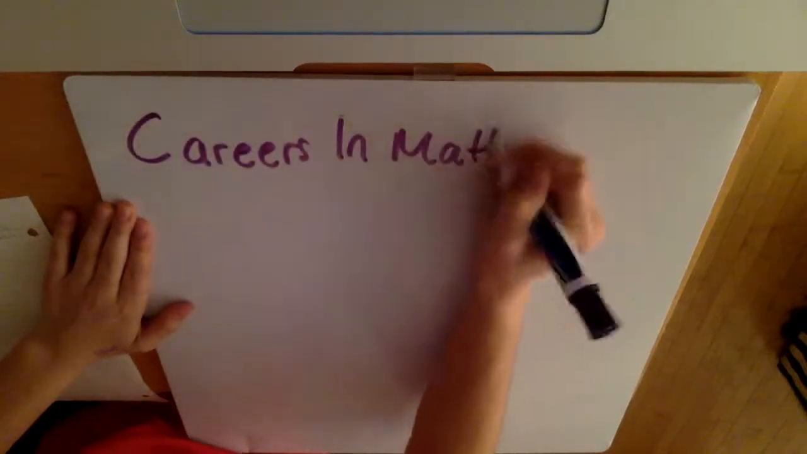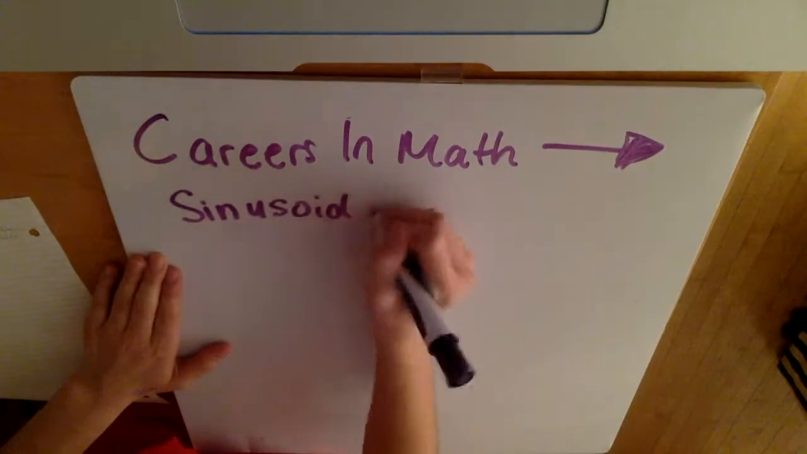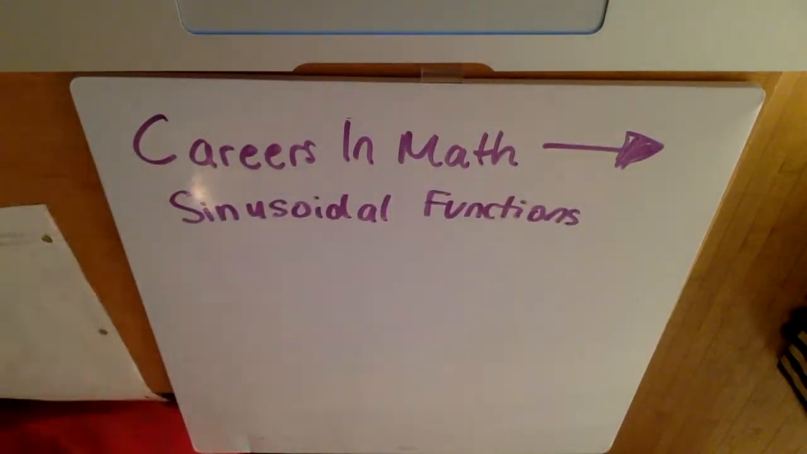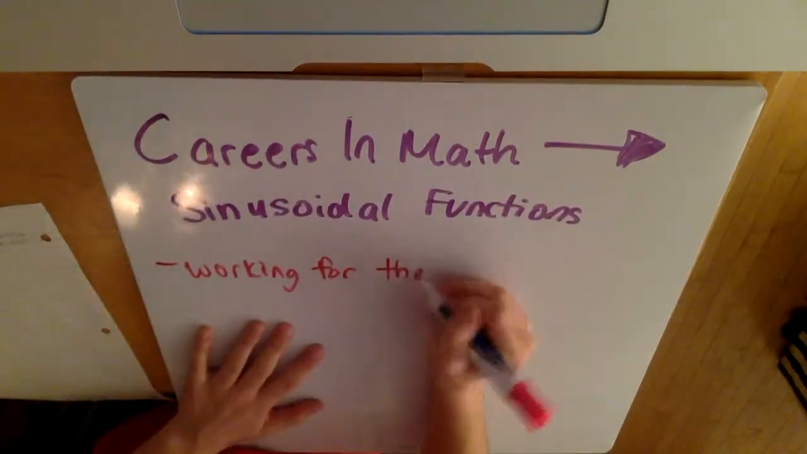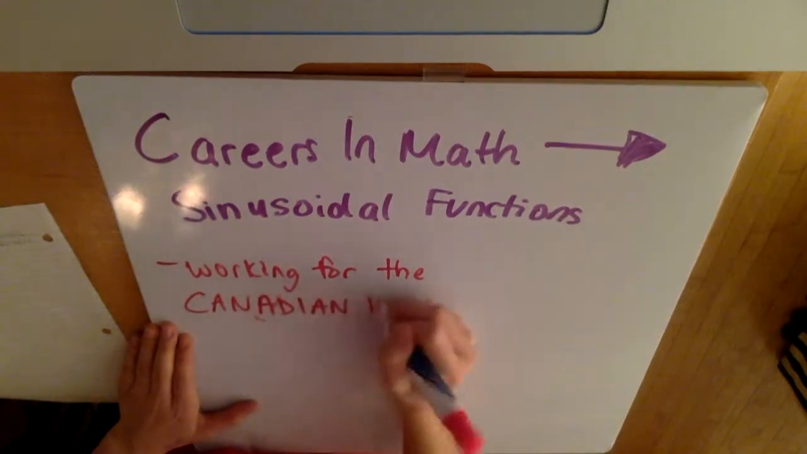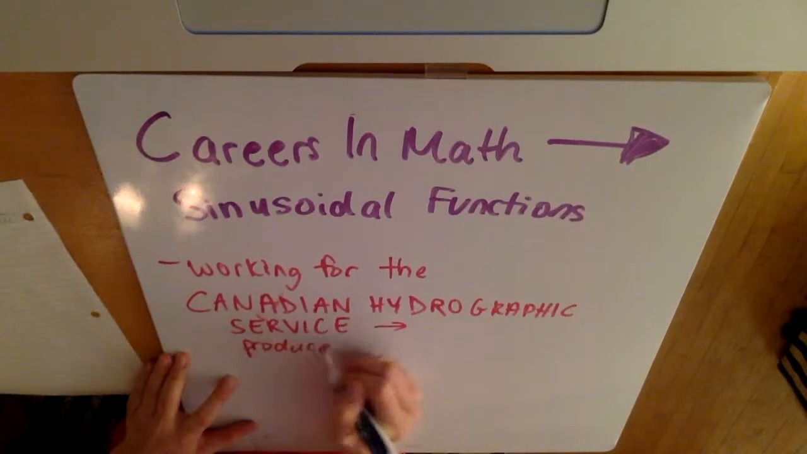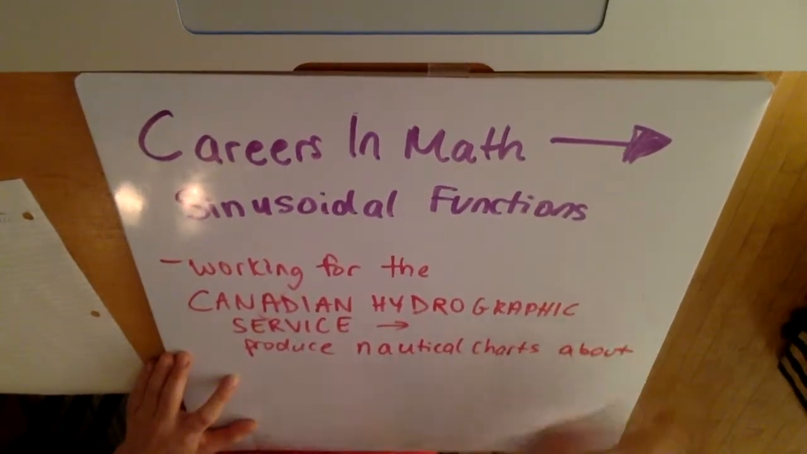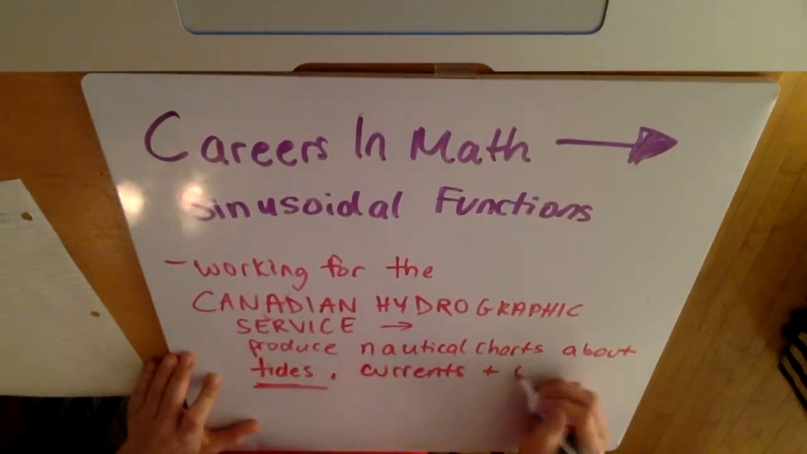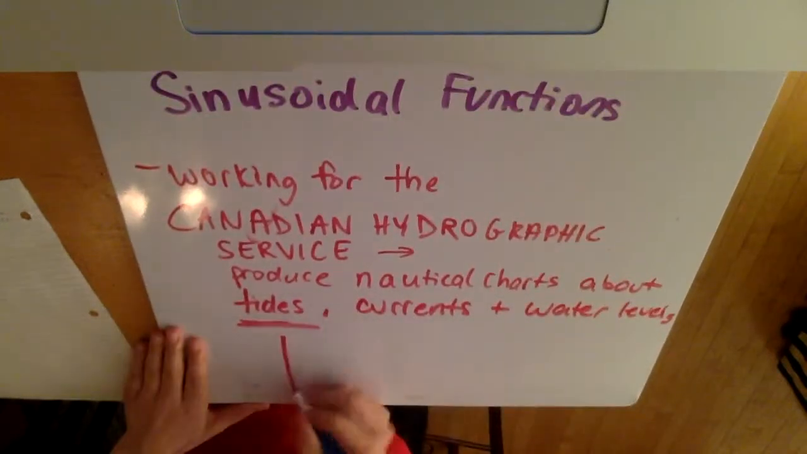Lastly, I will talk about careers in math, specifically for sinusoidal functions. So a possible career could be working for the Canadian Hydrographic Service. Working for the CHS, you would produce nautical charts about tides, currents, and water levels. When looking at tides, you would create sinusoidal graphs in order to determine times for high tide and low tide.